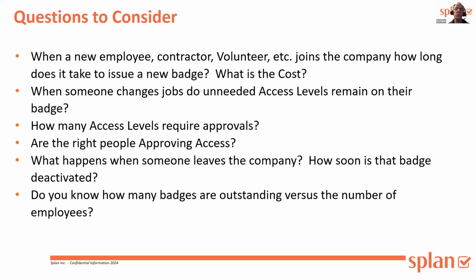And then, of course, you get into approvals, right? When you're granting access to different people, a lot of times you may need approvals for different access levels. For example, to get into a server room, maybe one person is allowed to grant that approval, or maybe a team is allowed to grant that approval. And are the right people approving access? So these are the things you need to consider, right?